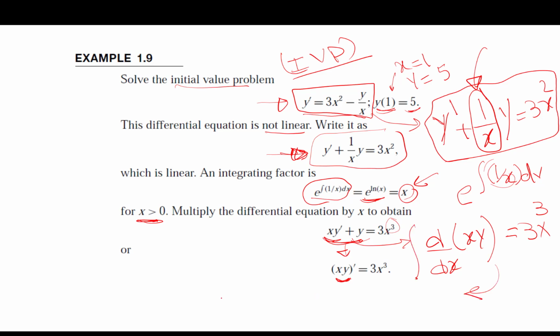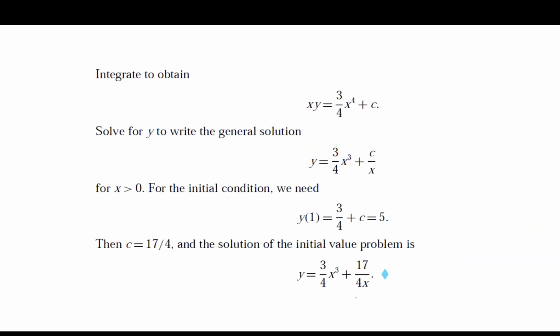The integration ends up with xy equal to the integral of 3x^3, a super simple integration. So xy equals (3/4) x^4 plus an arbitrary constant of integration. Then we solve for y to have an explicit solution, dividing by x on the right-hand side. We obtain y equals (3/4) x^3 plus c/x, for positive values of x.